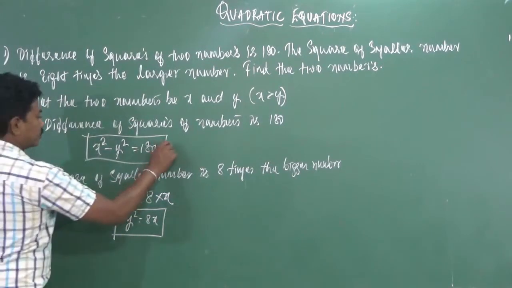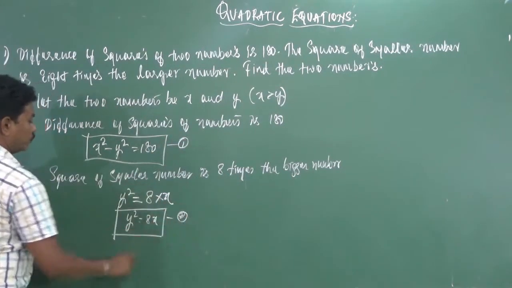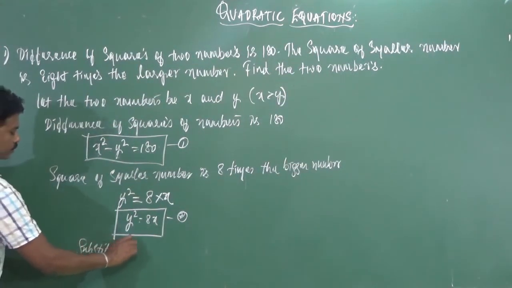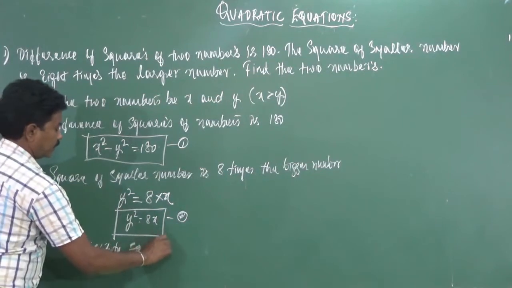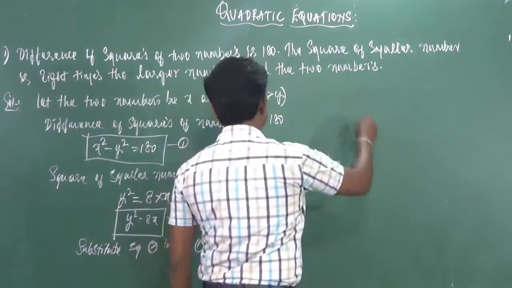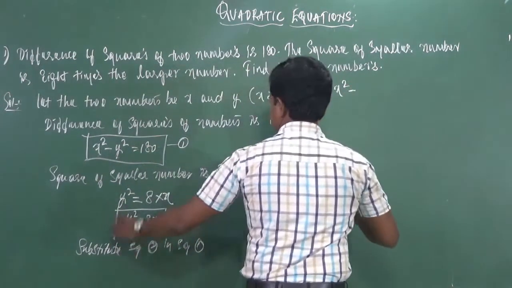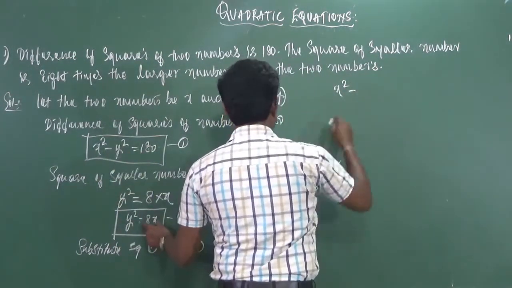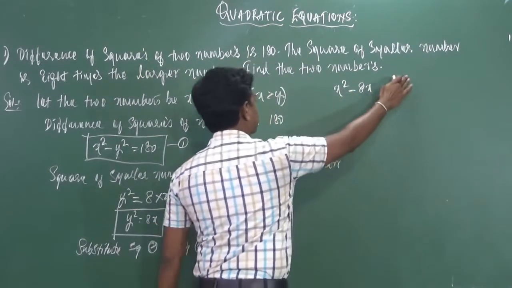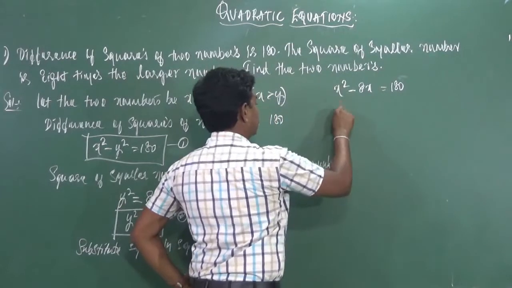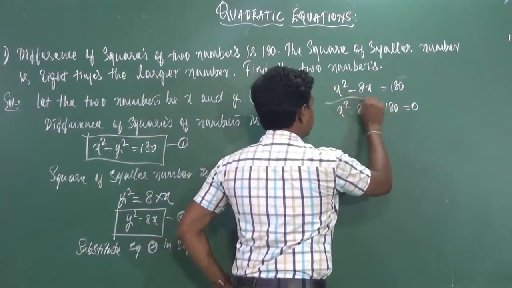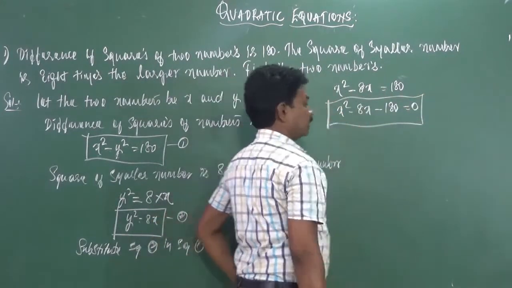So take this as equation 1, and this as equation 2. Substitute equation 2 in equation 1. Let us substitute that and see what it becomes. x square minus, instead of y square, I am going to substitute 8x. 8x is equal to 180. So x square minus 8x minus 180 is equal to 0. This is the required quadratic equation.